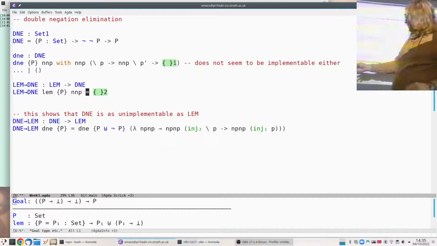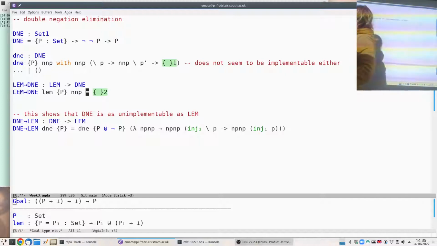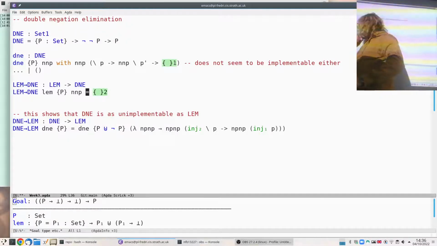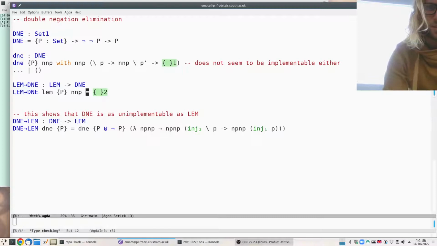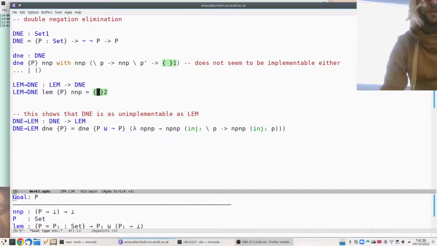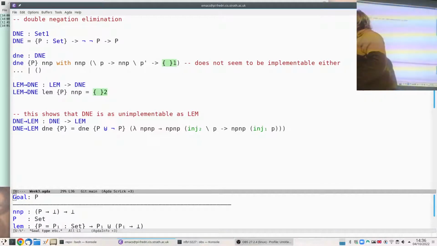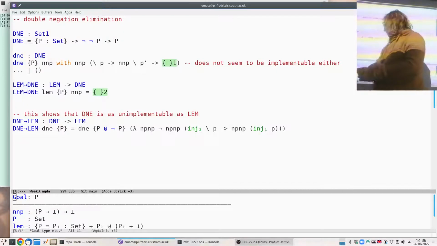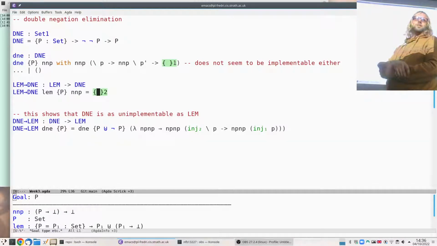Okay, let's see if we can do this one as well. We are assuming that we can decide P or not P, that's our LEM. And we want to show that if not P is impossible, then P is true. So not P implies bottom. Again, we have to start simply: we assume not P, and then with P. Okay, any idea how we should proceed?